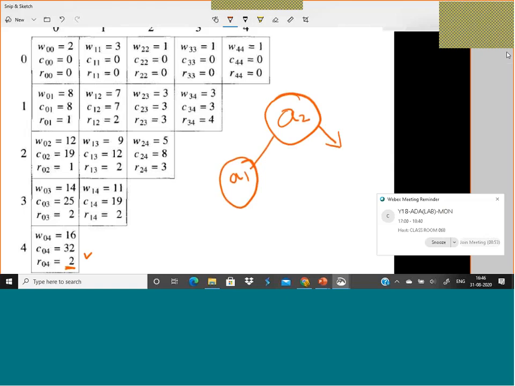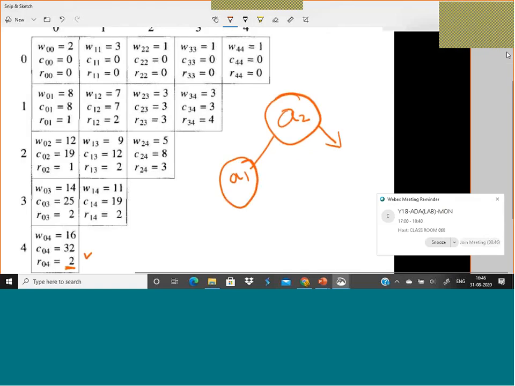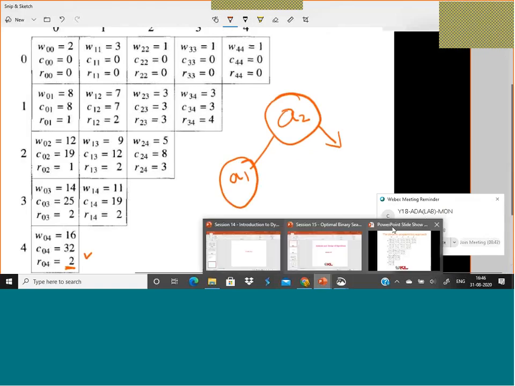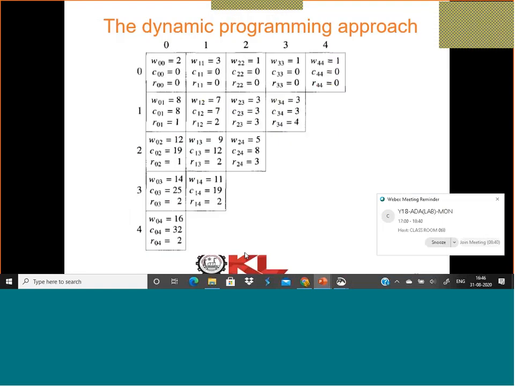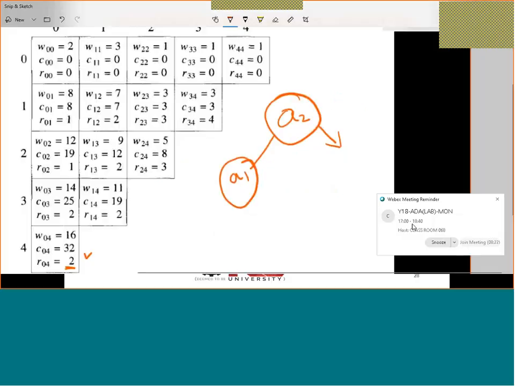So C of 0 comma 4, if you look here, C of 0 comma 4 in the slides. So C of 0 comma 4 is treated like C of 0 comma 1. The left subtree contains only one node A1 and the right subtree contains C of 2, 4. So what is the value of C of 2, 4? Where is C of 2 4? C of 2 4 is here.